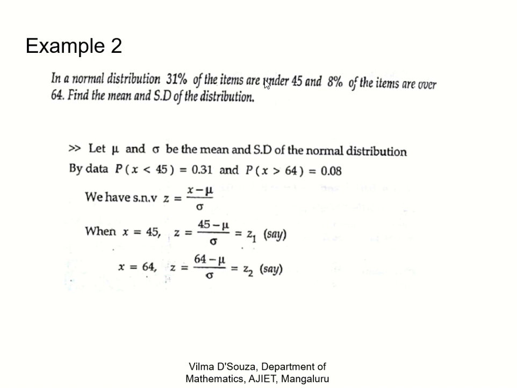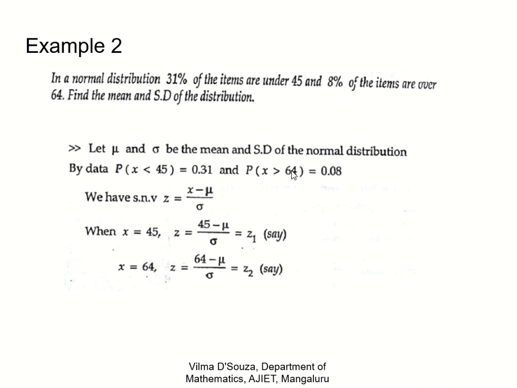31% of the items are under 45. So P of x less than 45, that is, below 45, and 31% becomes probability 31 by 100, so it is 0.31. Similarly, the next one, over 64. So the probability of x taking a value more than 64 is 8%, or 8 by 100, that is 0.08.